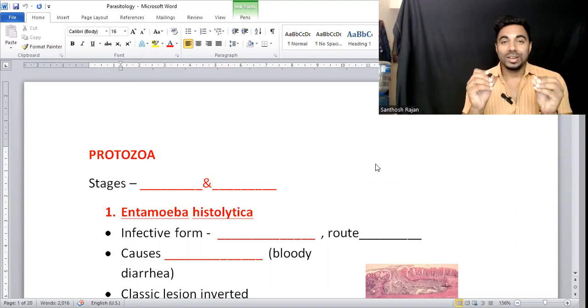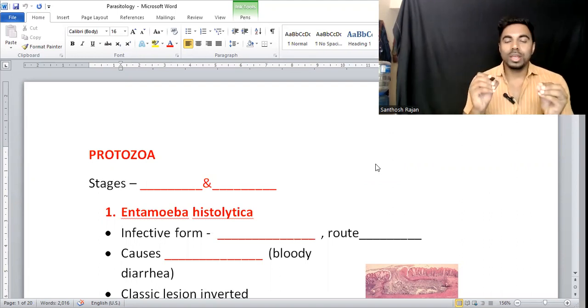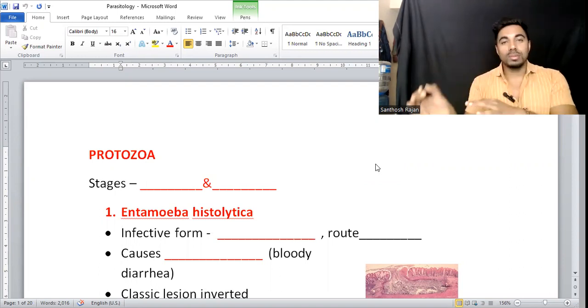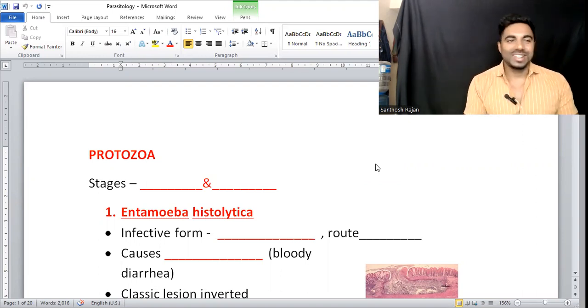Parasitology is one of the very interesting topics, and it's also very important from the medicine point of view and the pediatrics point of view. A lot of diseases which we are going to study in medicine are from parasitology only. Okay, so let's start, not waste the time.